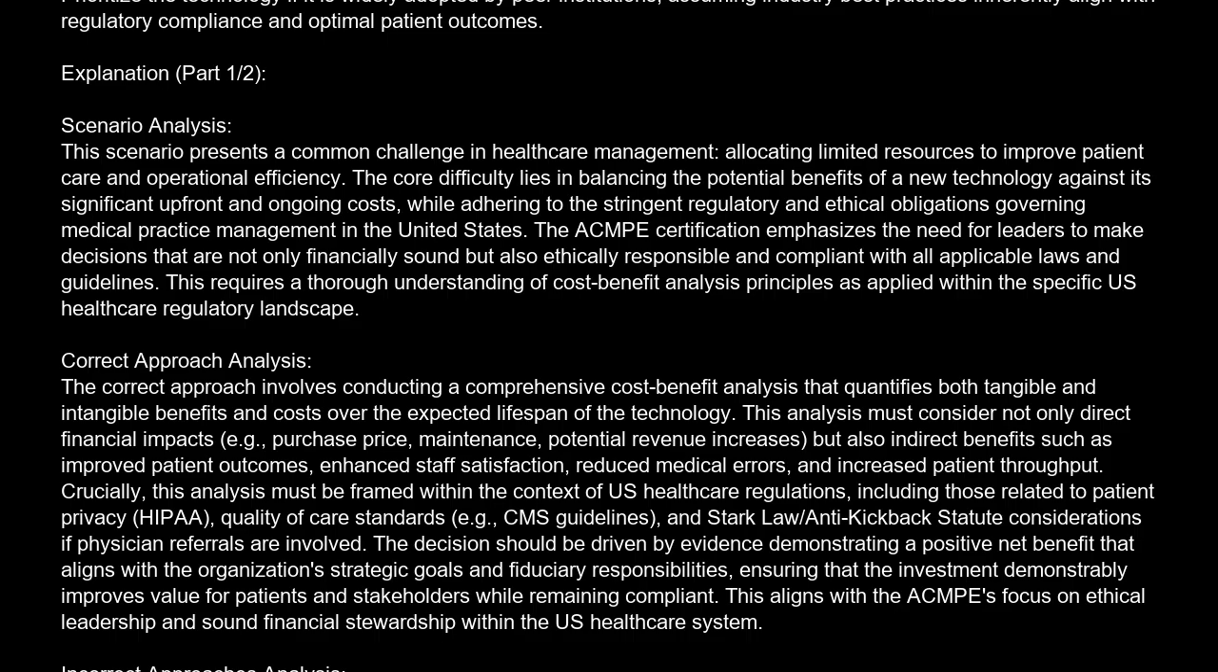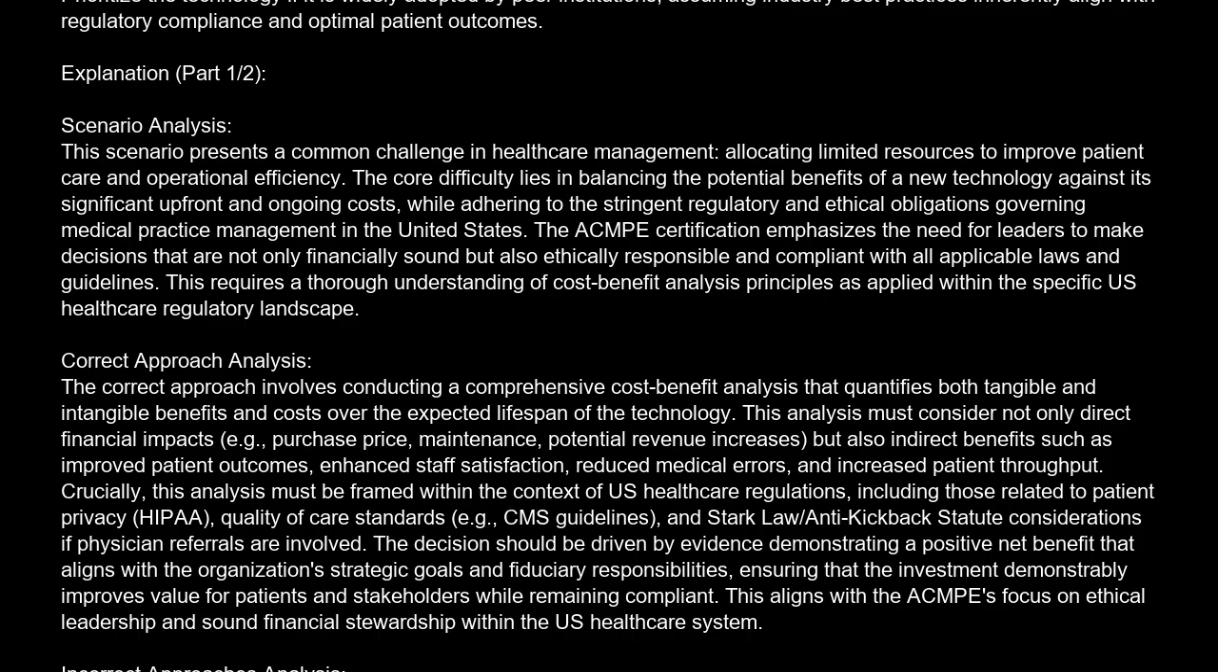Crucially, this analysis must be framed within the context of U.S. healthcare regulations, including those related to patient privacy, HIPAA, quality of care standards, e.g., CMS guidelines, and Stark law/anti-kickback statute considerations if physician referrals are involved.